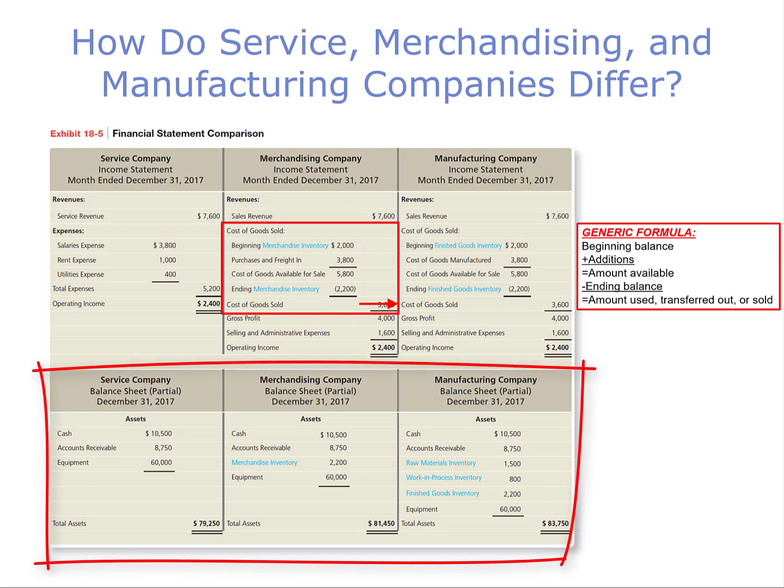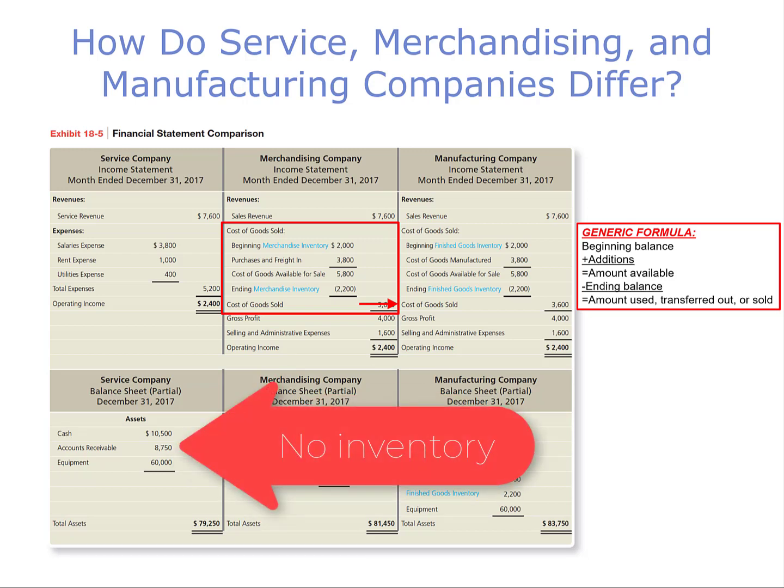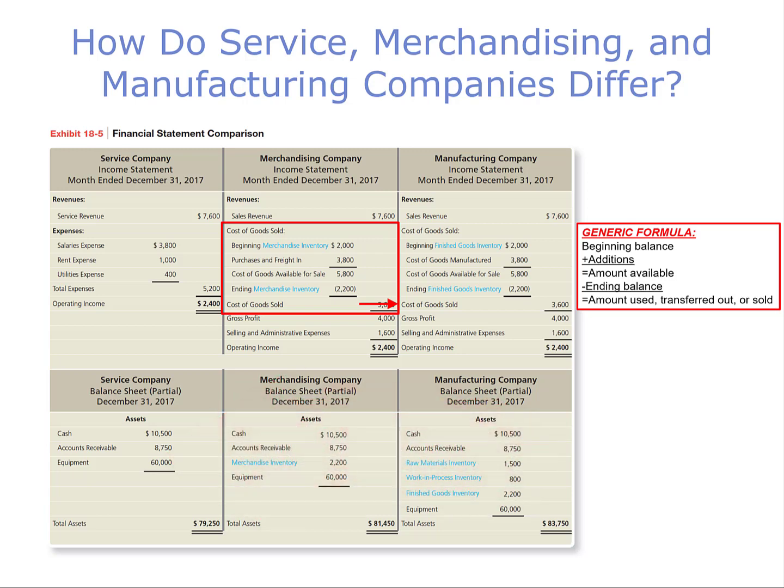Now let's compare the balance sheets of all three types of businesses side by side, but we'll only compare the asset sections. Notice the service company in their asset section has no merchandise inventory account because they have no inventory. Next, a merchandise company does have inventory. It's called merchandise inventory and is listed in the current asset section of the balance sheet. This represents the cost of the inventory that has not yet been sold.